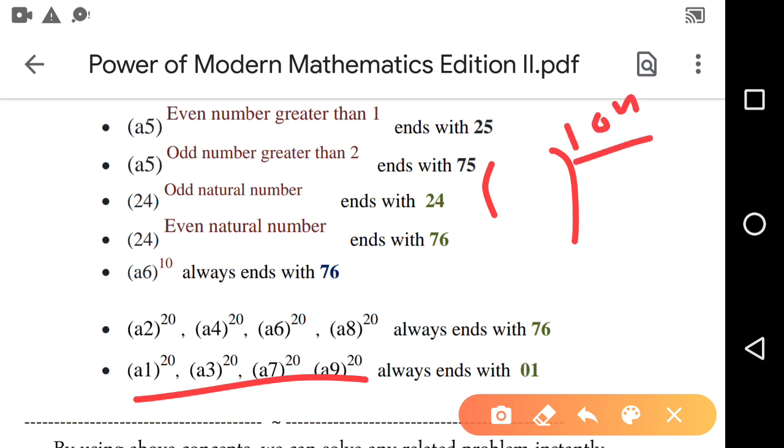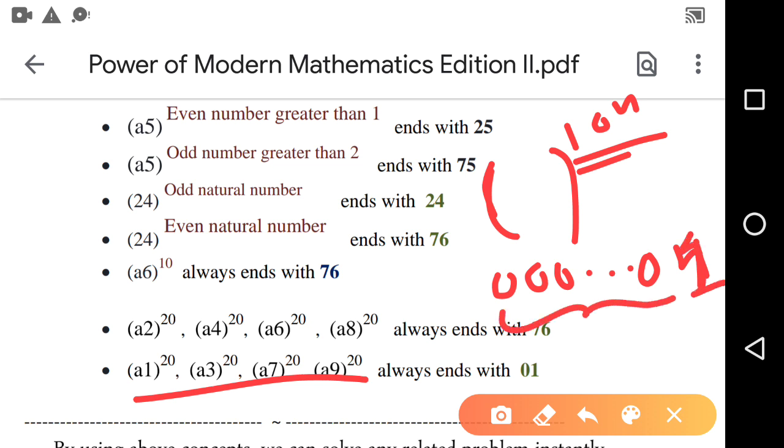10 raised to n, any odd number raised to 10 raised to n always ends with 000 and so on 01, that is, n minus 1 zeros followed by 1.